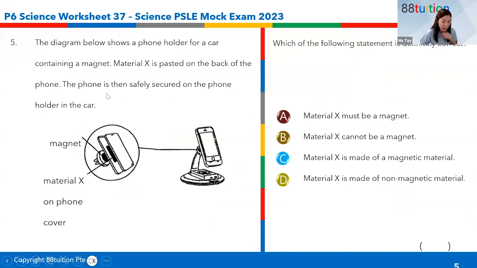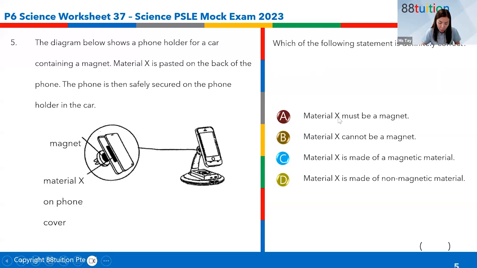All right. And then I feel that it's not too bad. The phone can actually be secured properly and I can just take it out easily, then put it back. Yeah, no problem at all. If it's the one with the clamp, I have to do adjustment, etc. So which of the following statements is definitely correct?